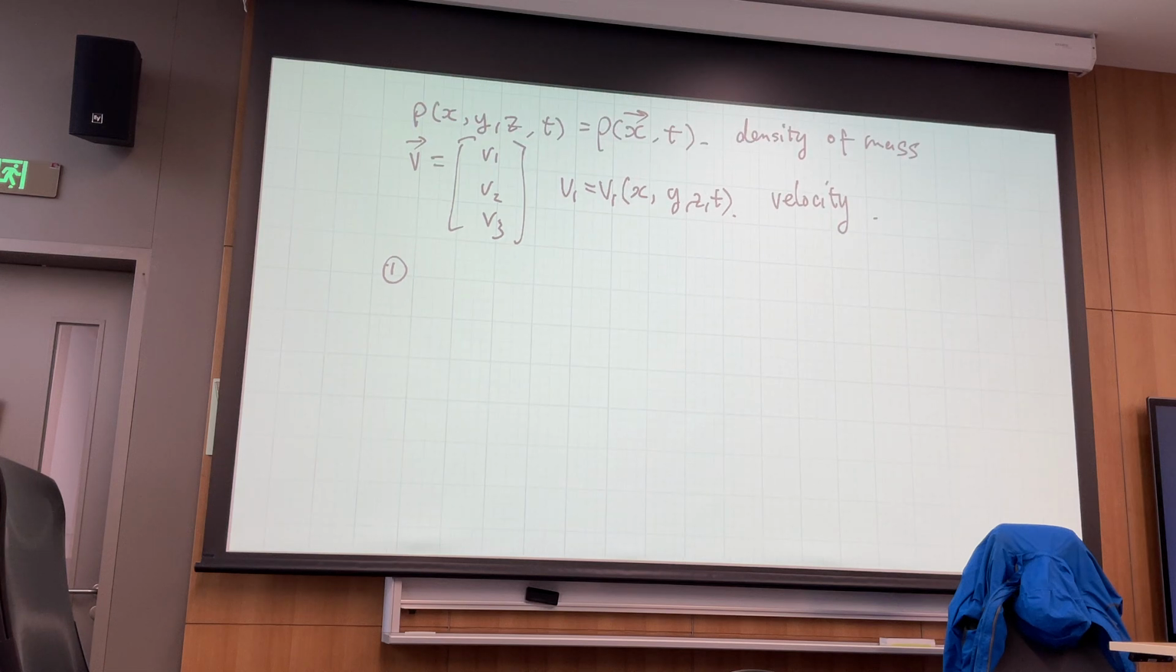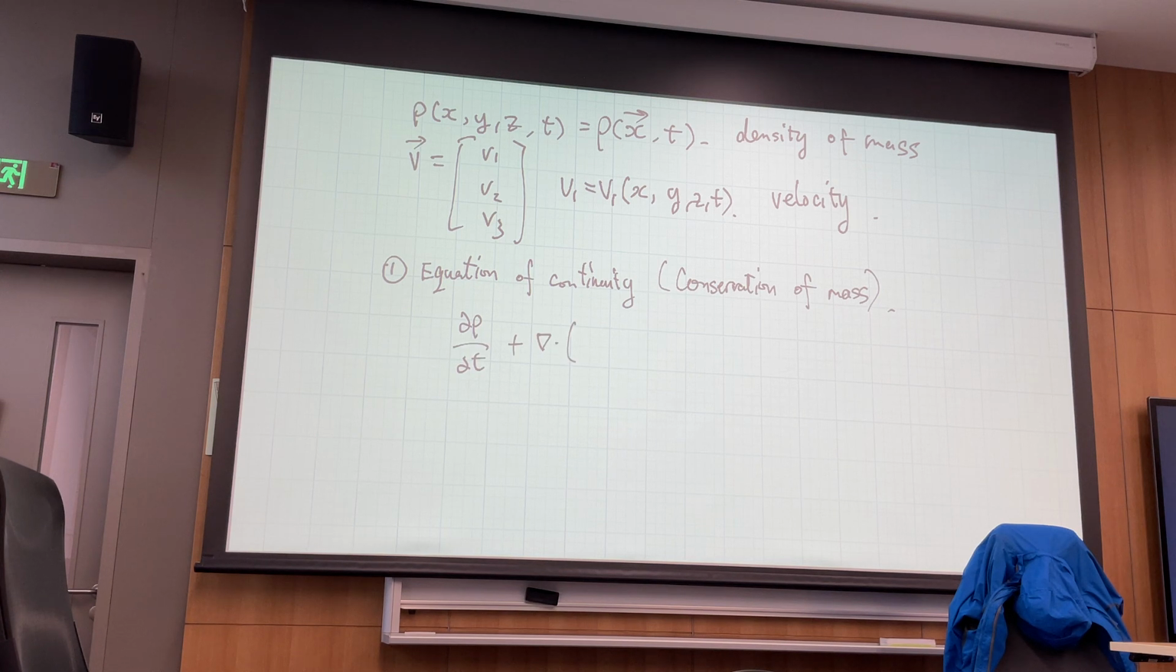So the first equation that we derived is called the equation of continuity. This is based on the conservation of mass. And this equation reads partial rho over partial t, plus the divergence of rho multiplied by v, equals 0.